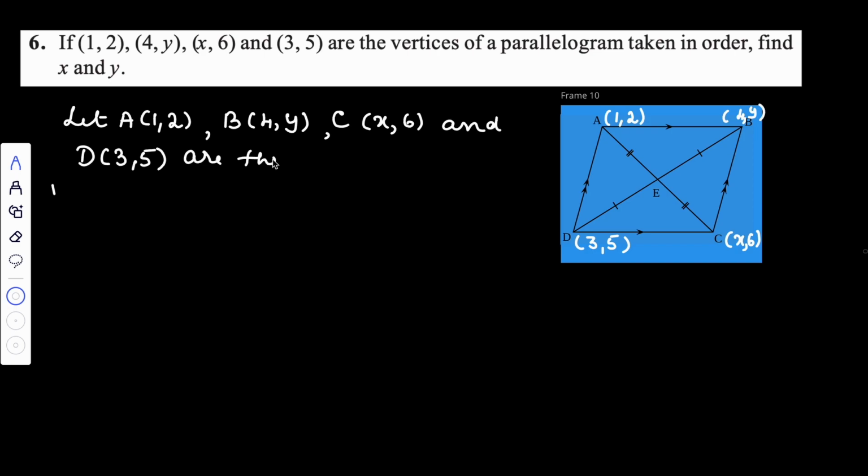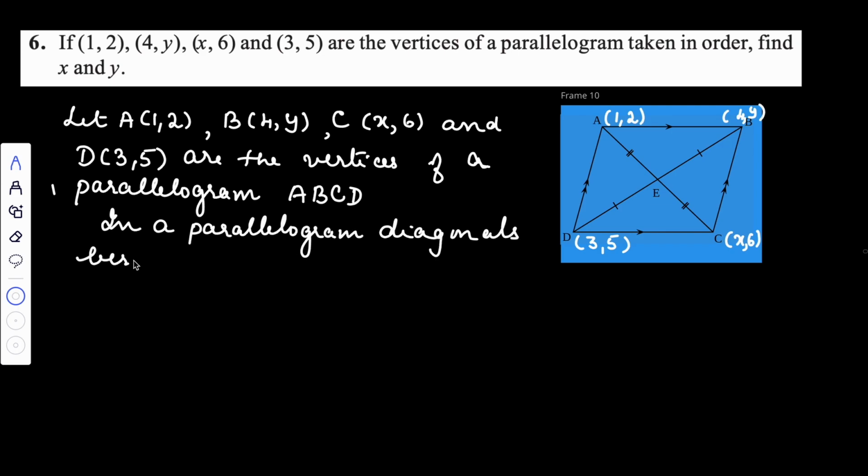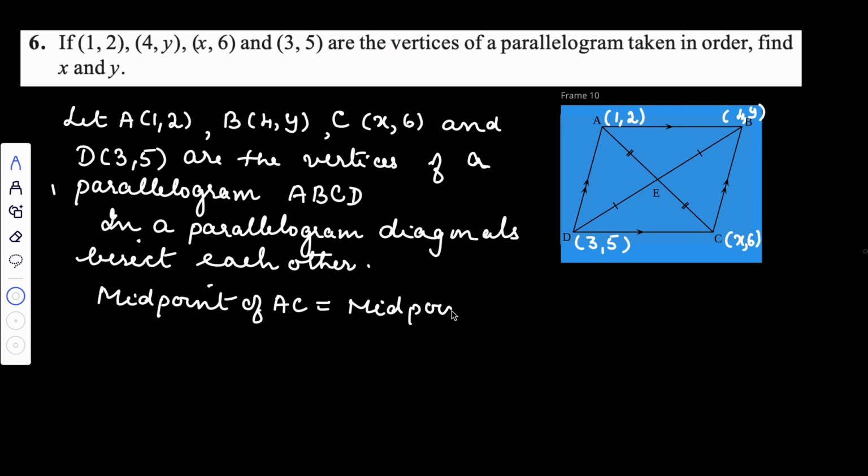So we'll write this. In a parallelogram, diagonals bisect each other. That means midpoint of AC must be equal to midpoint of BD. And the midpoint formula is (x1 plus x2) by 2, (y1 plus y2) by 2.